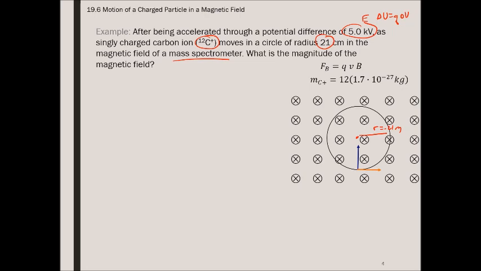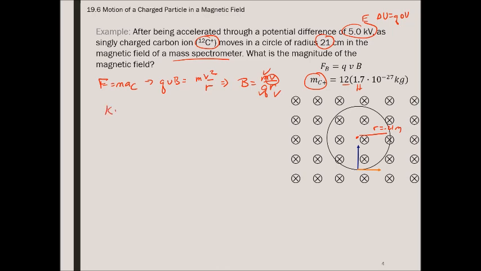So we're going to use our force equation again. So force is equal to m a_c, but this time I'm going to solve it for B because that is my unknown I'm being asked for. So that means B must equal mv over qr. Now we know m, we know q, we know r, because m is the mass of our carbon ion, which is 12 times the mass of a helium ion. And so we can figure that one out. We just don't know v. So how are we going to get v?